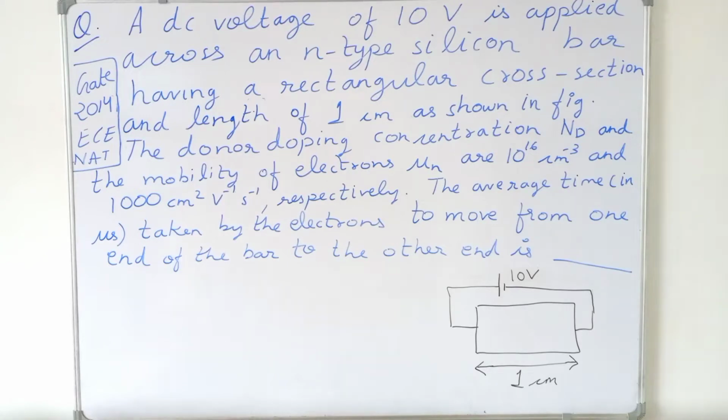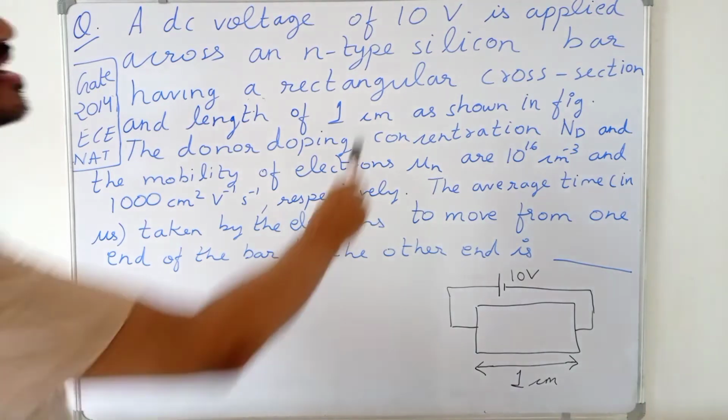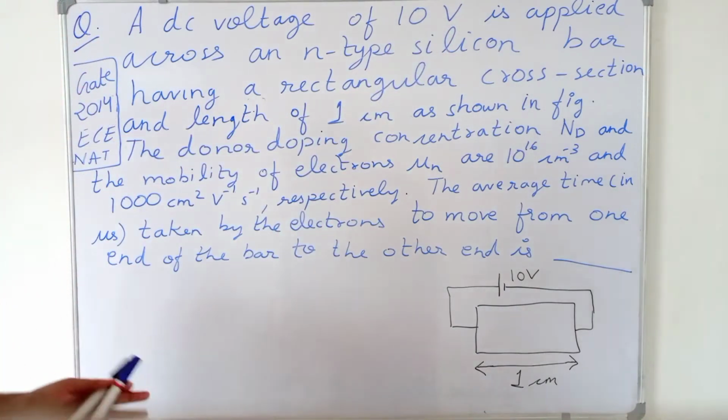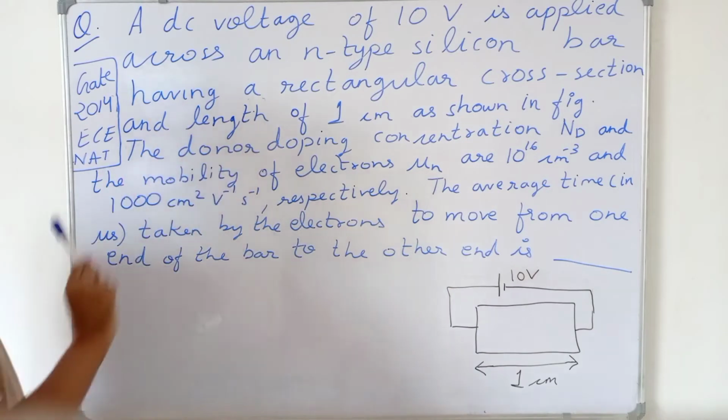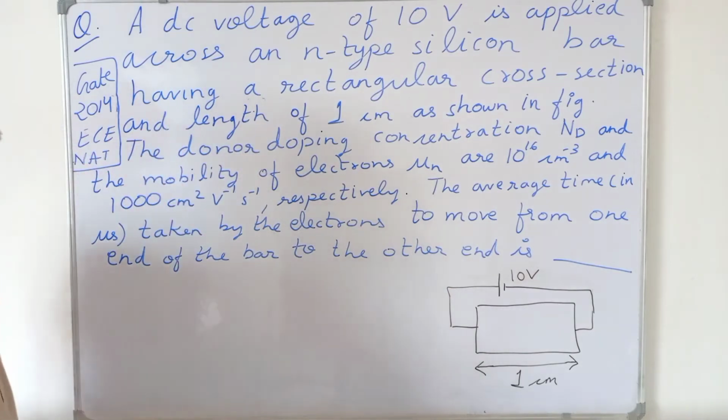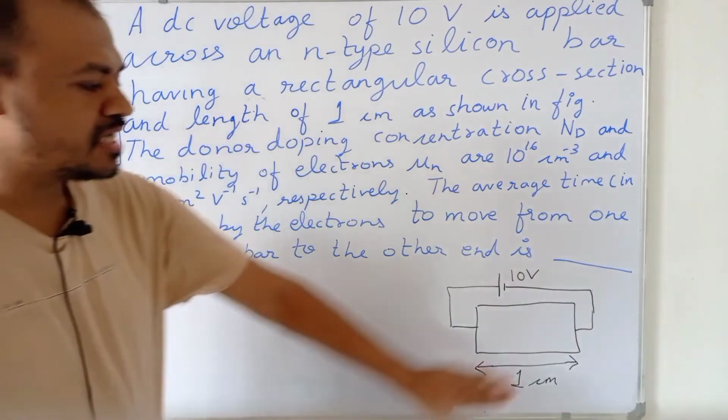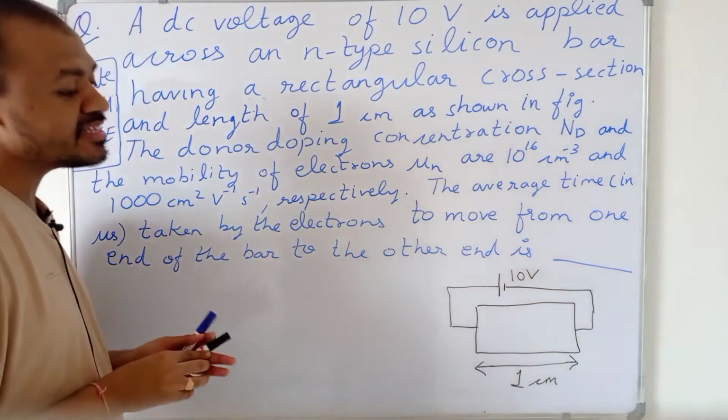Welcome. In this video we are solving a question from GATE 2014 electronics branch. It says that a DC voltage of 10 volt is applied across an N-type silicon bar having a rectangular cross section and length of 1 centimeter as shown in the figure. So this is a silicon bar.